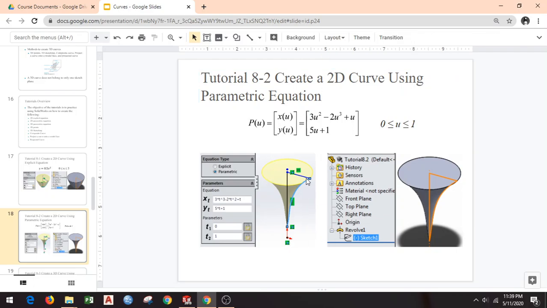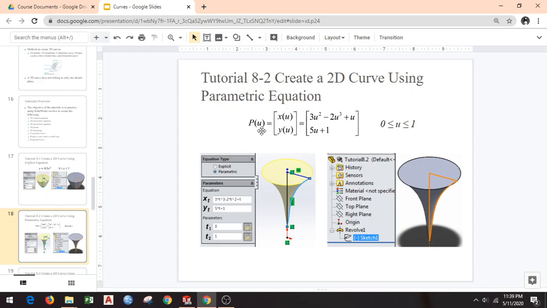So here is the curve in the picture. You can see the blue curve that we want to create, and this curve is defined by this parametric equation here. Now I'm not going to talk about the theory of parametric equations, explicit equations, their properties. The tutorial will mostly focus on how to draw them, right? So let's try to read this equation.